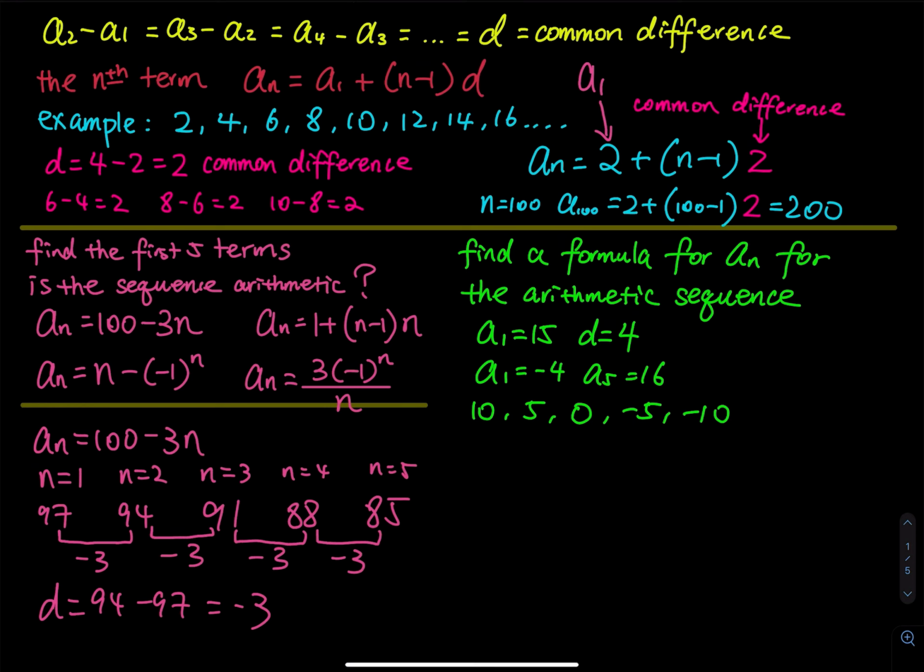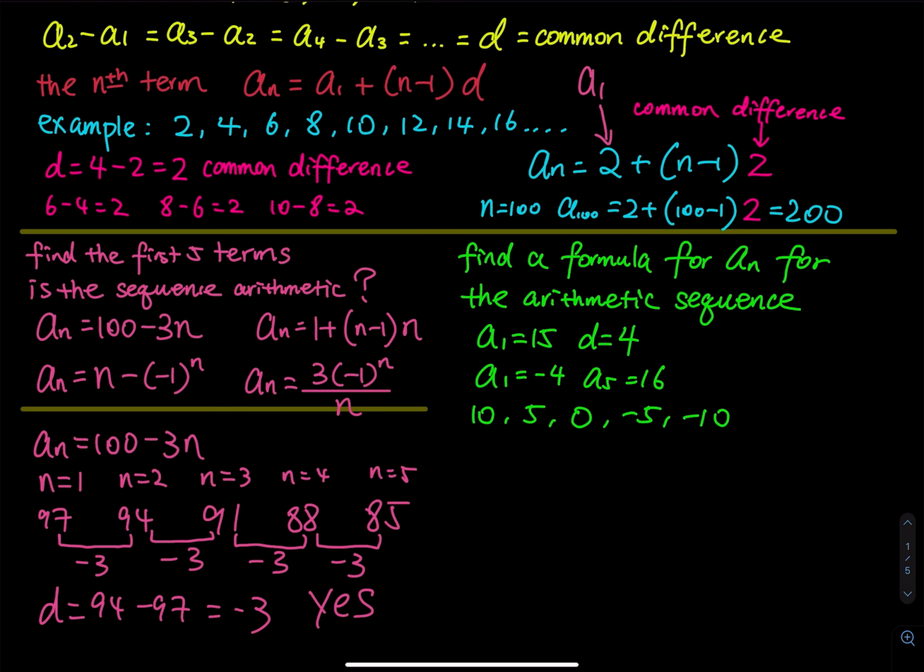And this is a constant. Constant means every time you go to the next number, you add the common difference. You add negative 3, which means you subtract 3, right? The minus will take care of the plus. So yes, it is an arithmetic sequence.